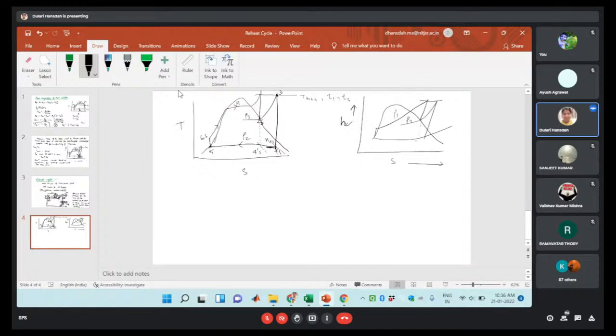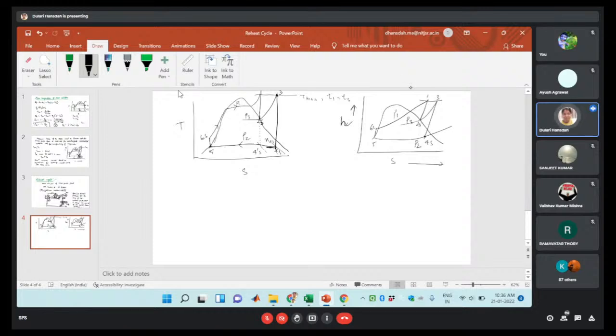P1, P3, P2, we will take 1, 3, 2S, this is the 4S, 5, 6S. So this is your TS plot and this one is your HS plot, the enthalpy entropy diagram.